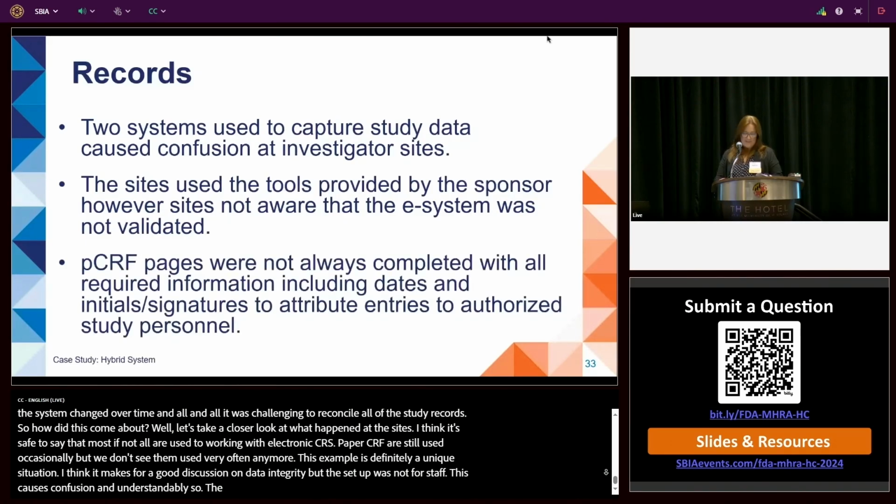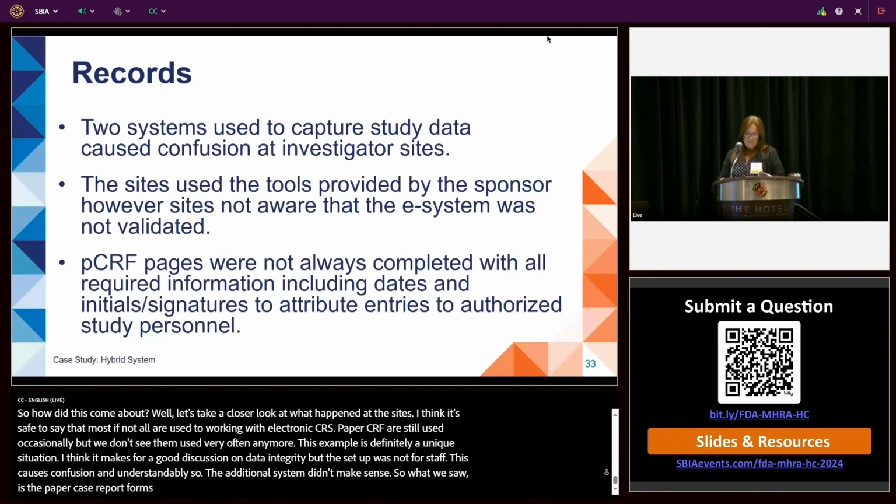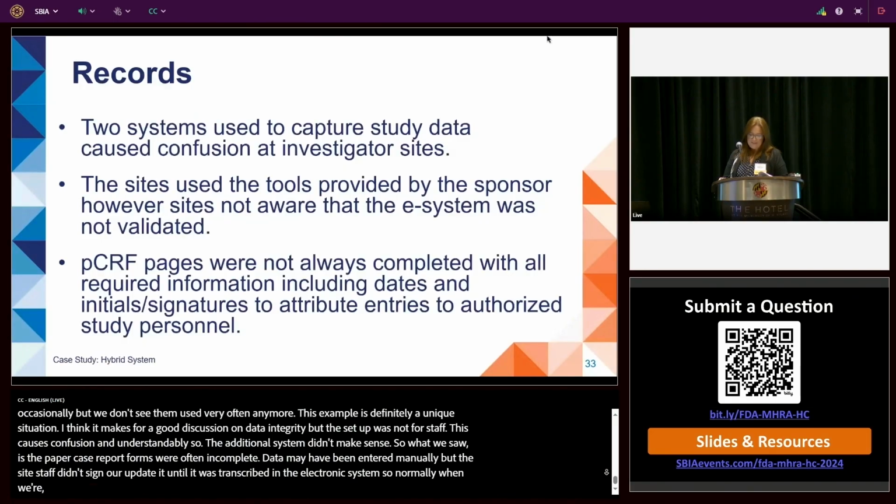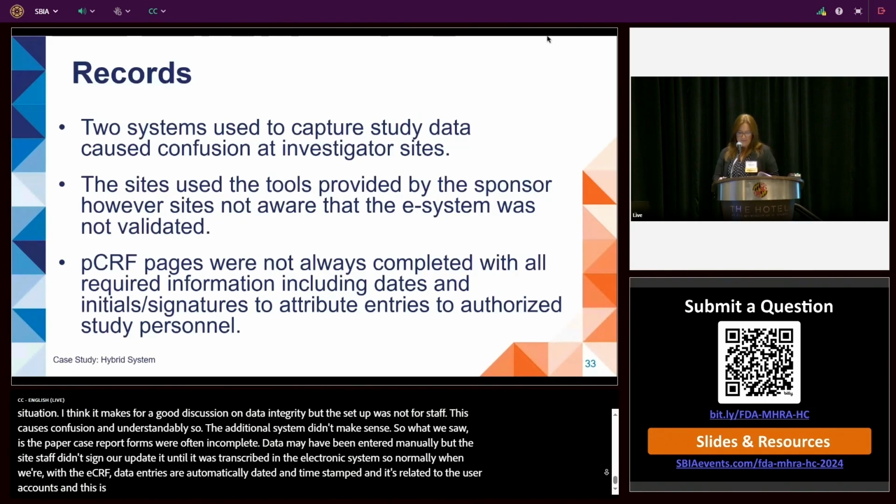So what we saw was that paper case report forms were often incomplete. The data may have been entered manually, but the site staff didn't sign or date many of the entries before the data was transcribed into the electronic system. So normally when working with an eCRF, data entries are automatically dated and timestamped, and entries are attributable to data entry personnel through their user accounts. And this is retained as metadata within the system itself.